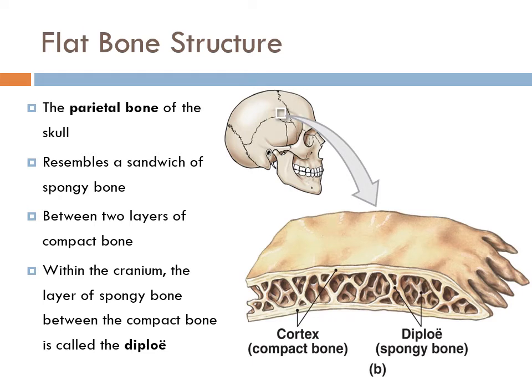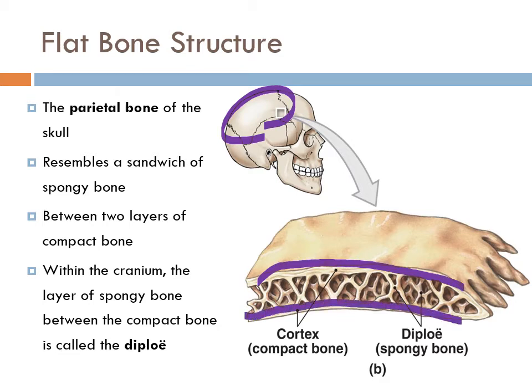Flat bones are structured differently than long bones. So our flat bones, like the parietal bone, which we're looking at here in the skull, are like a sandwich of spongy bone. So they have this cortical bone on either side. And remember, flat bones have 2 surfaces that are parallel to one another. So those parallel surfaces are made up of compact bone or cortical bone. And then the central area in between is made up of spongy bone or trabecular bone. So we have 2 layers of compact bone, and sandwiched between them is spongy bone.